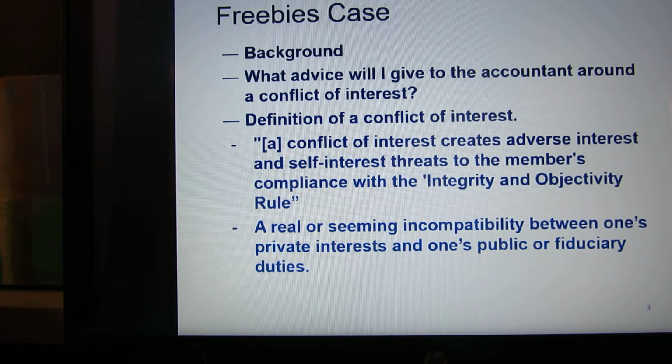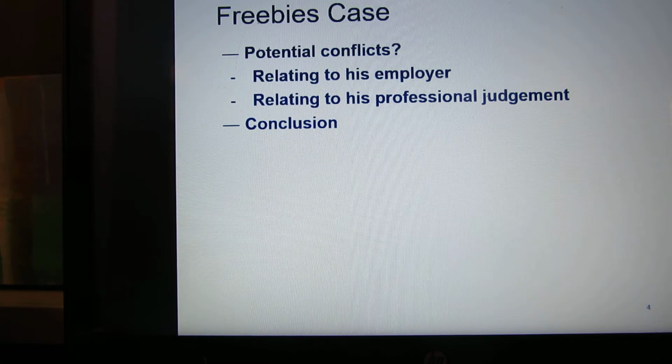It should be noted that the accountant is not providing any attest services and as such does not have to adhere to the independence rules of the AICPA, which outlines the conflict of interests of CPAs. Now, to address the accountant's concern around potential conflicts. Firstly, he is paid by the town for his services. He should devote his time to town business.